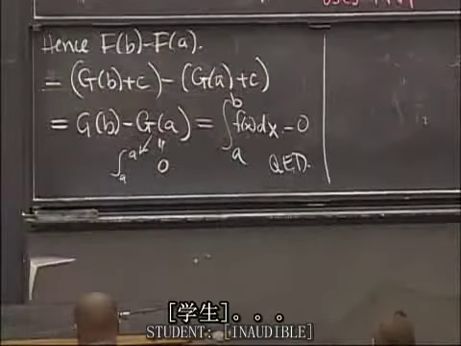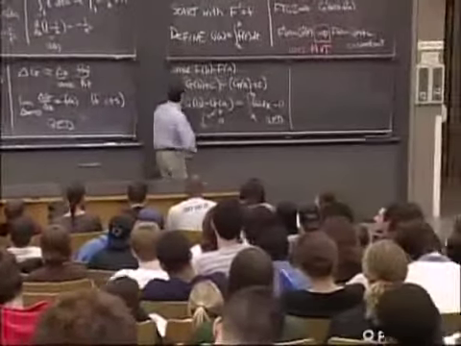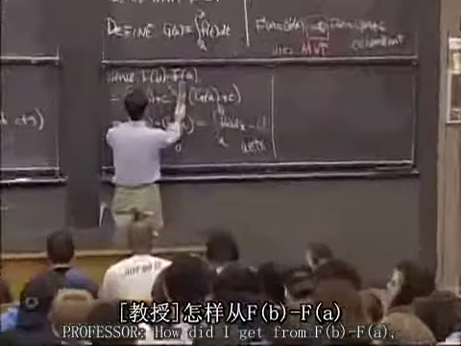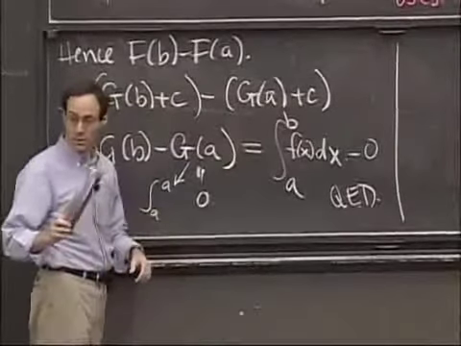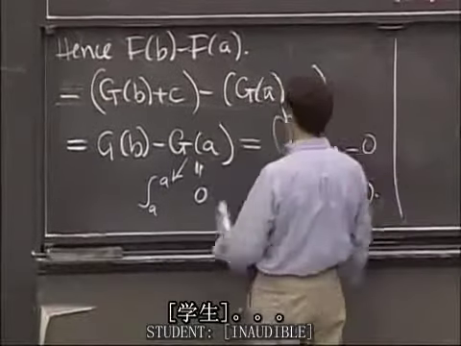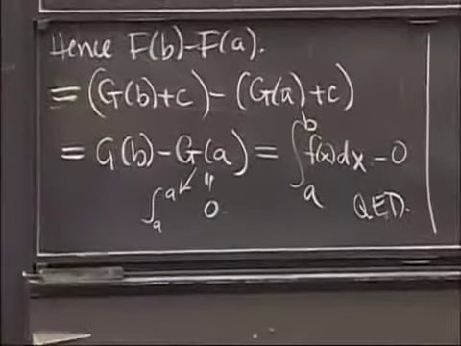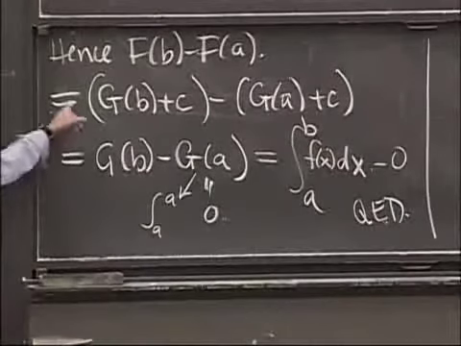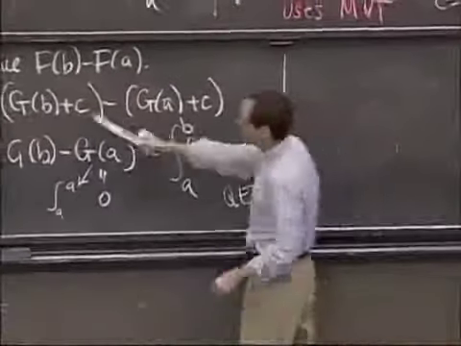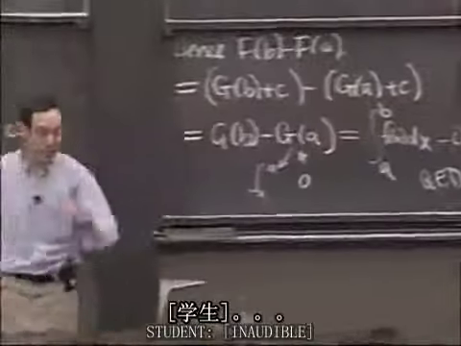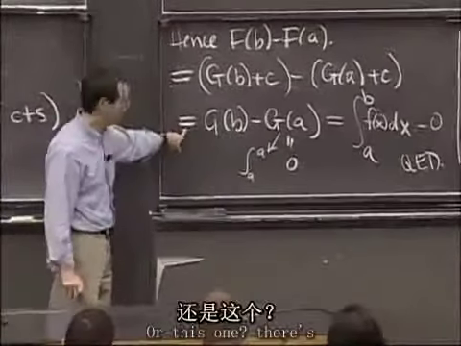Question? How did I get from f of b minus f of a to g of b plus c minus g of a plus c? Oh, sorry, this is an equal sign. Sorry, the second line didn't draw. OK, equals, because we're plugging in for f of x the formula for it. Yes? Can you just go from f of b minus f of a to that?